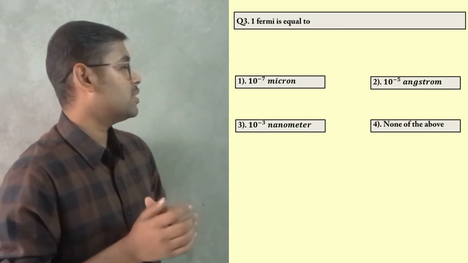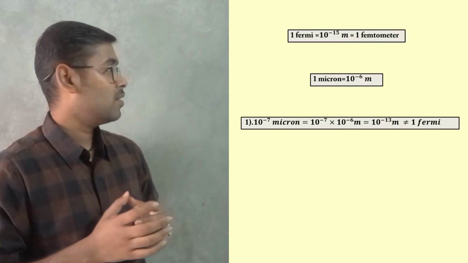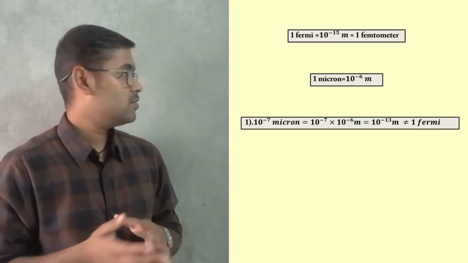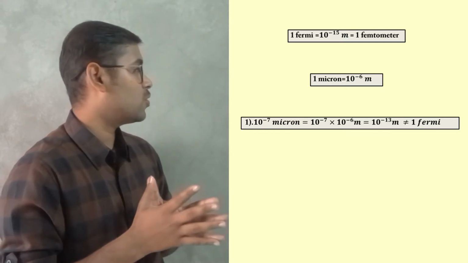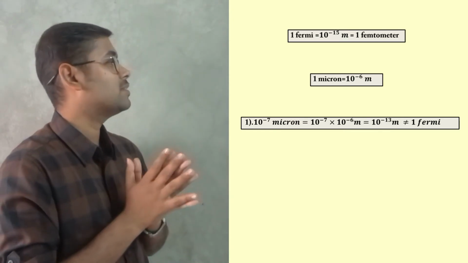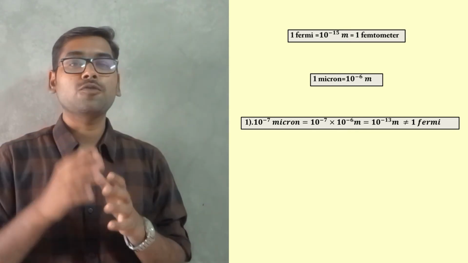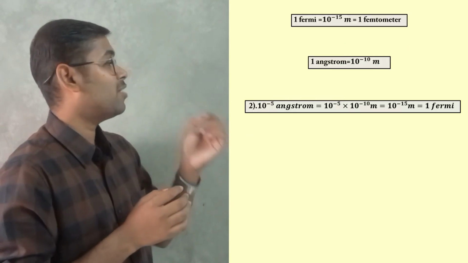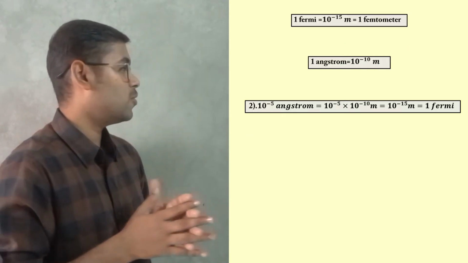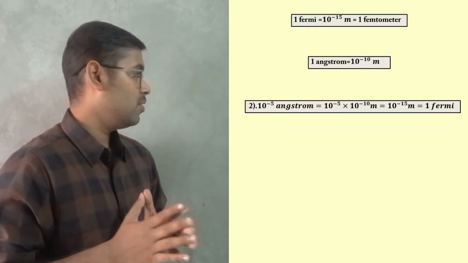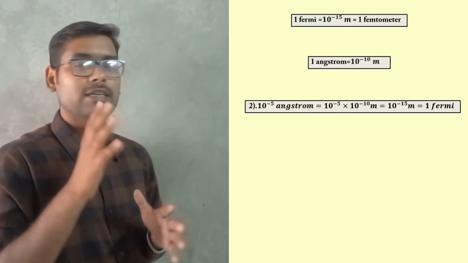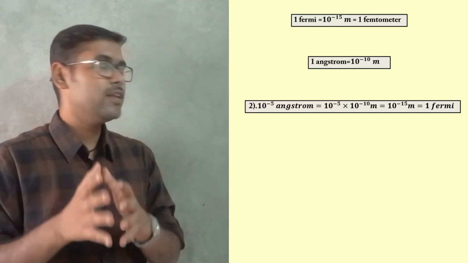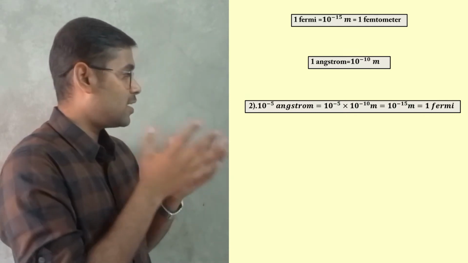Let us see first option, that is 10 raised to minus 7 micron. Guys, 1 micron is equal to 10 raised to minus 6 meters. So 10 raised to minus 7 micron is equal to 10 raised to minus 7 into 10 raised to minus 6 meters, which is equal to 10 raised to minus 13 meters. So this is not the correct answer. Next we have 10 raised to minus 5 angstrom. Guys, 1 angstrom is equal to 10 raised to minus 10 meters. So 10 raised to minus 5 angstrom is equal to 10 raised to minus 5 into 10 raised to minus 10 meters, which is equal to 10 raised to minus 15 meters. So this is the correct answer.